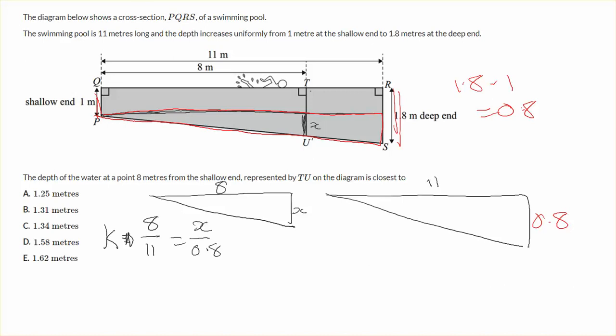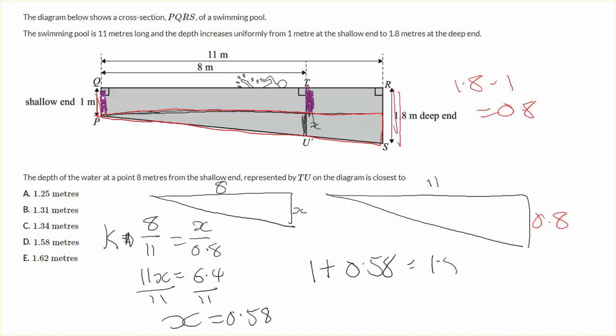I'm going to cross multiply that. 11x equals 6.4. Divide by 11 on both sides, and x equals 0.58. That's not my whole answer. Here was 1 metre in purple, so this distance here is 1 metre in purple too. So to find my distance TU, I have to do 1 plus 0.58 to get 1.58 metres. And there's my answer in D.